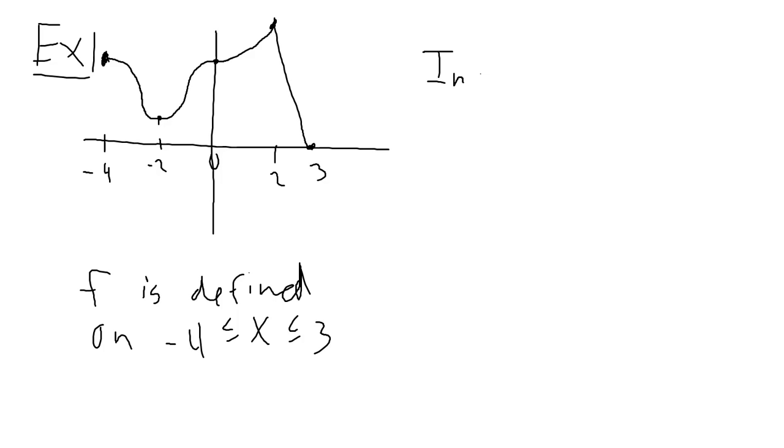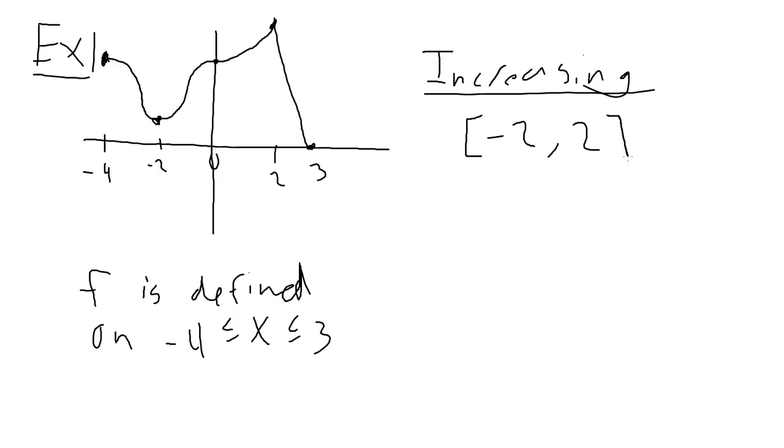Let's see, where is the function increasing? Where is it going up? From -4 to -2, it's going down, and then it's going up from -2, still going up all the way to 2. So it's increasing on the closed interval -2 to 2. This is interval notation, and the closed bracket means include the endpoint rather than the open bracket meaning don't include the endpoint.